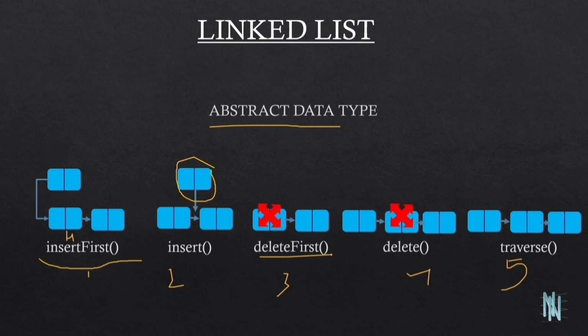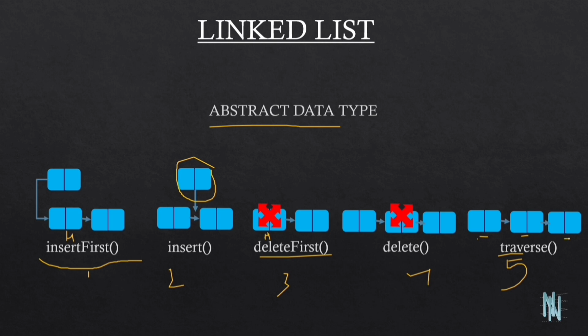Another one is delete first. In delete first, we delete the head directly. And in delete, we delete any node of the linked list. Traverse is simply iterating in the linked list, going from this node to this node to this node.